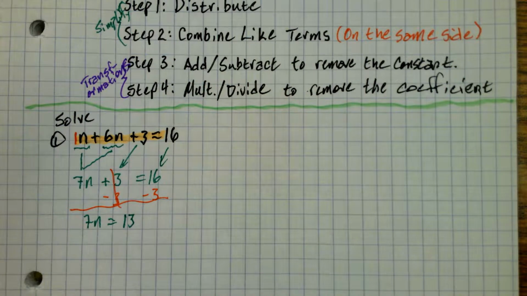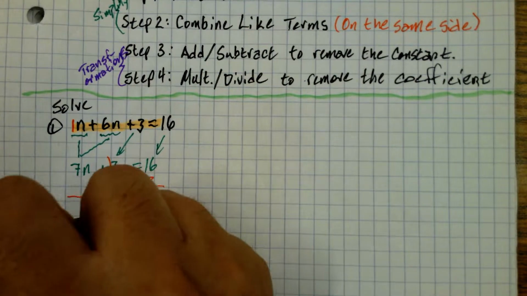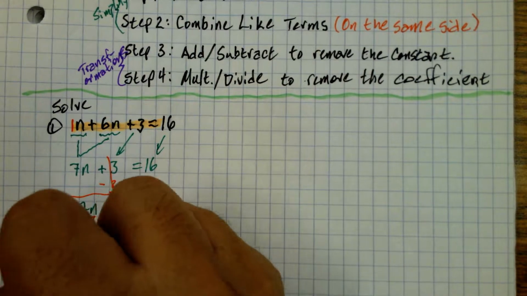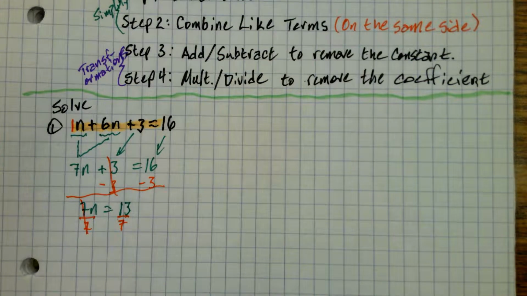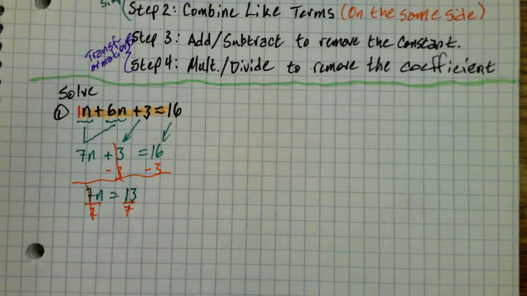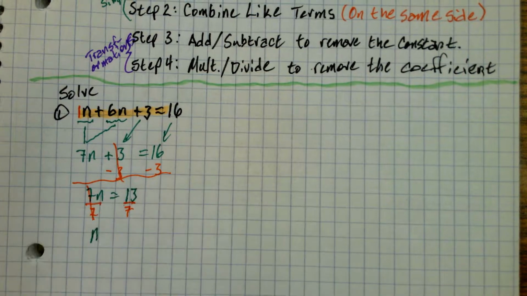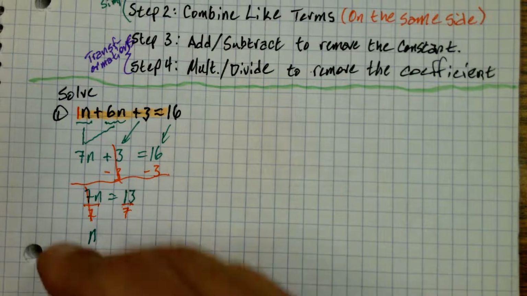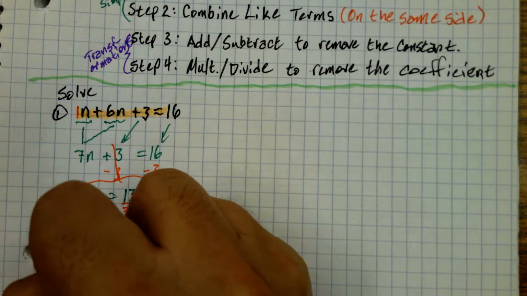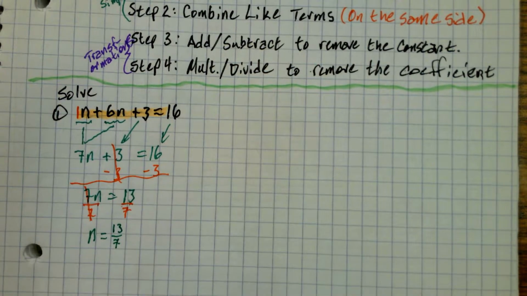Okay? All right. So let's get rid of the 7 and 7 times n. That's dividing. What kind of answer are we going to get? Yeah, kind of not a nice one, but that happens sometimes. 7 doesn't go into 13. It'd be nice if this was 14, right? 7 does go into 14, but it's a fraction. That's okay. 13/7 is fine.